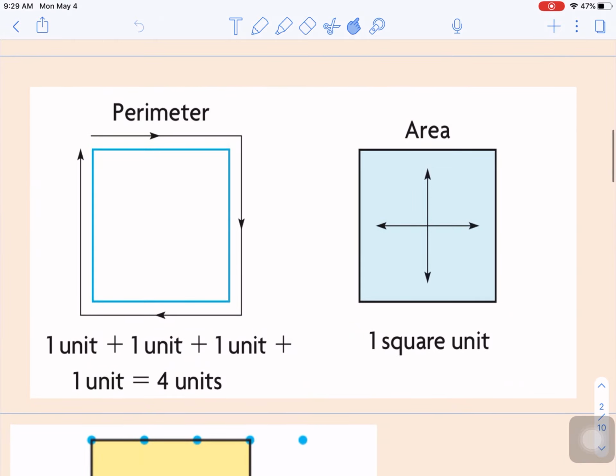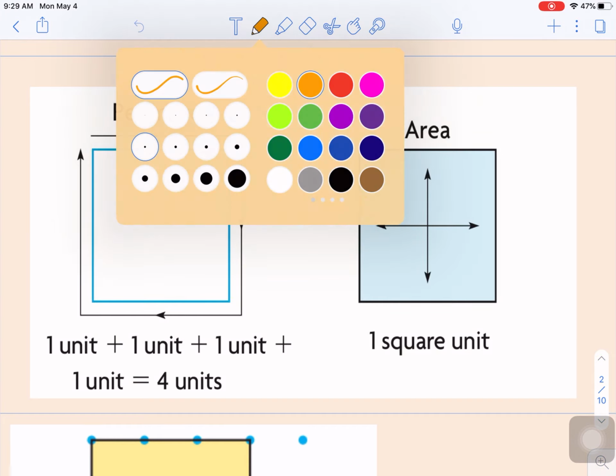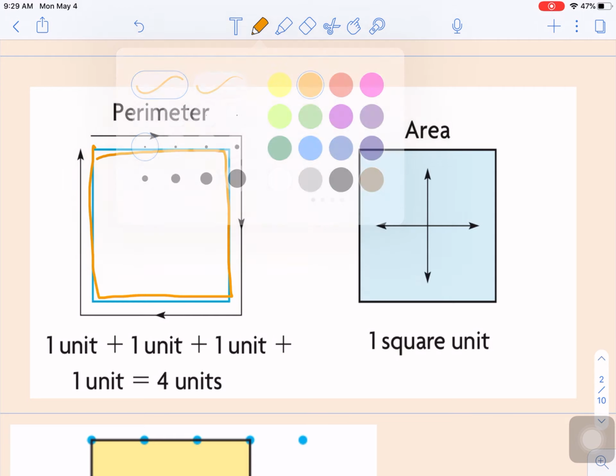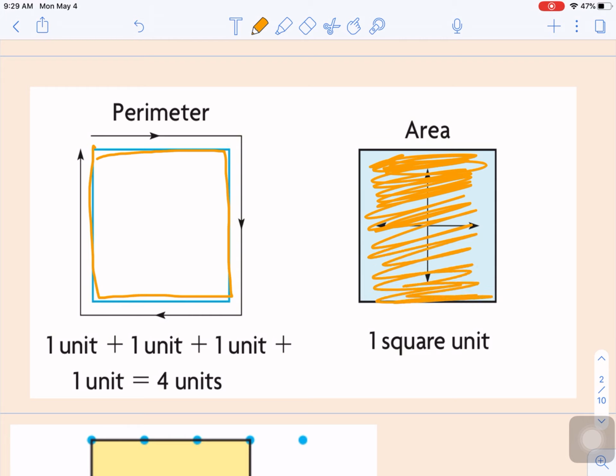So these two pictures show you the difference between area and perimeter. As we know, perimeter is the distance around a shape, and you'll see me draw the distance around the shape in orange. Now with area, it's the space inside of a shape. So I'm coloring in this square to show you that area is all the space inside of the shape.